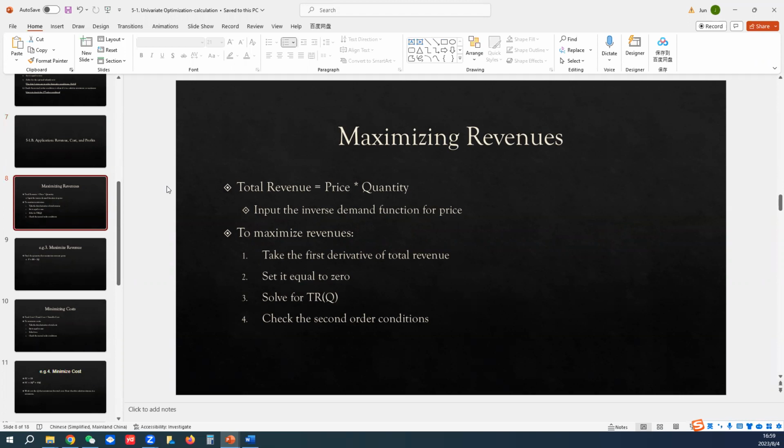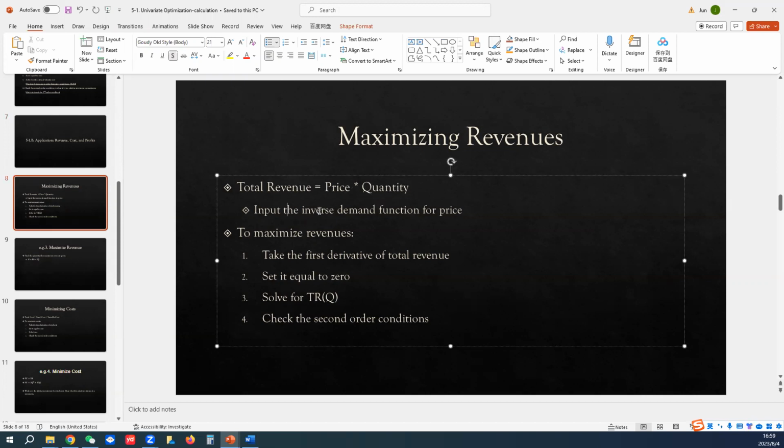So revenue is expressed as price times quantity, right? Revenue is your total income from sales, and the price is a unit price, and the quantity is how much you successfully sold. So unit price times quantity, that's your total income.